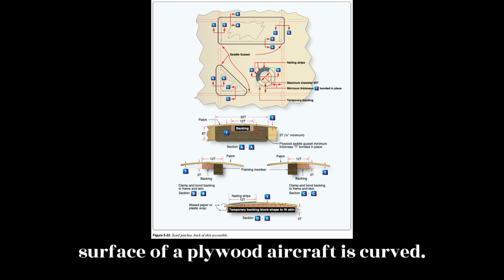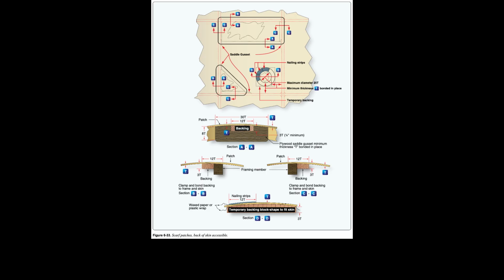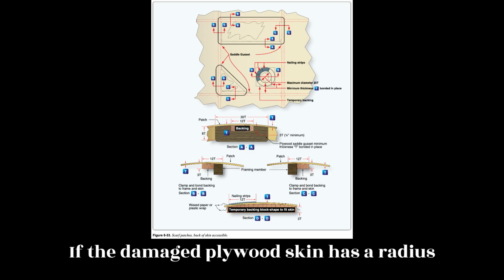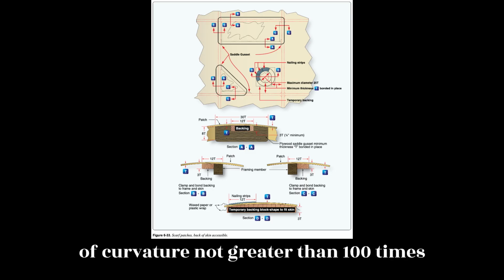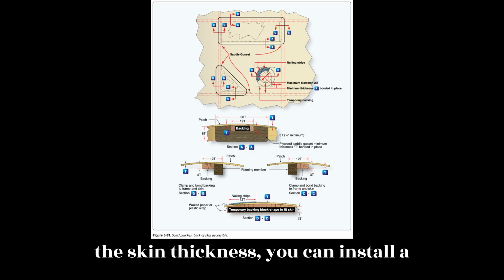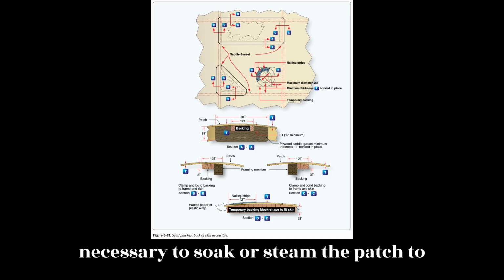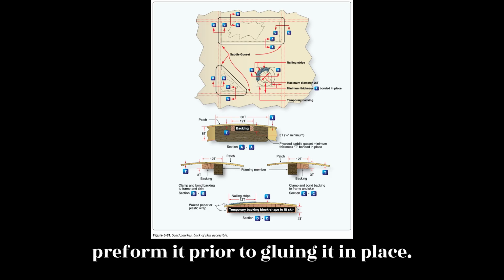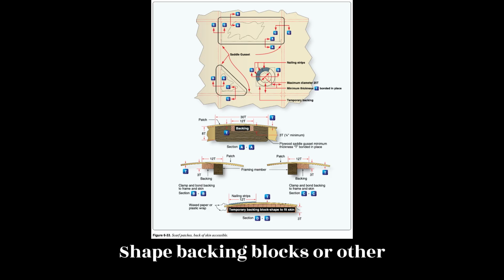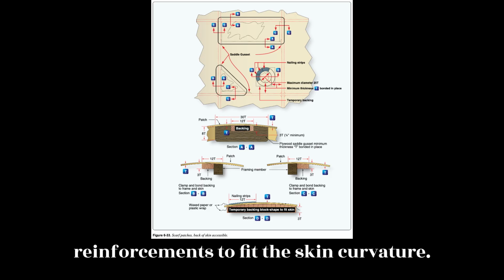Much of the outside surface of a plywood aircraft is curved. If the damaged plywood skin has a radius of curvature not greater than 100 times the skin thickness, you can install a scarf patch. However, it may be necessary to soak or steam the patch to preform it prior to gluing it in place. Shape backing blocks or other reinforcements to fit the skin curvature.